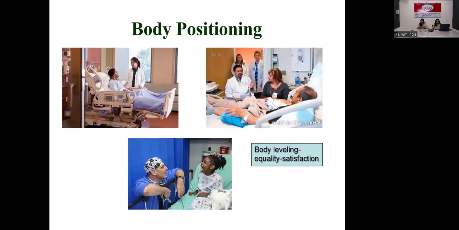But when it comes to palliative care, palliative settings, make sure that you have some time to spend with the patient, and you sit comfortably and talk at the eye level, and this leads to better satisfaction. This body leveling leads to equality, which leads to patient satisfaction as well as doctor satisfaction.